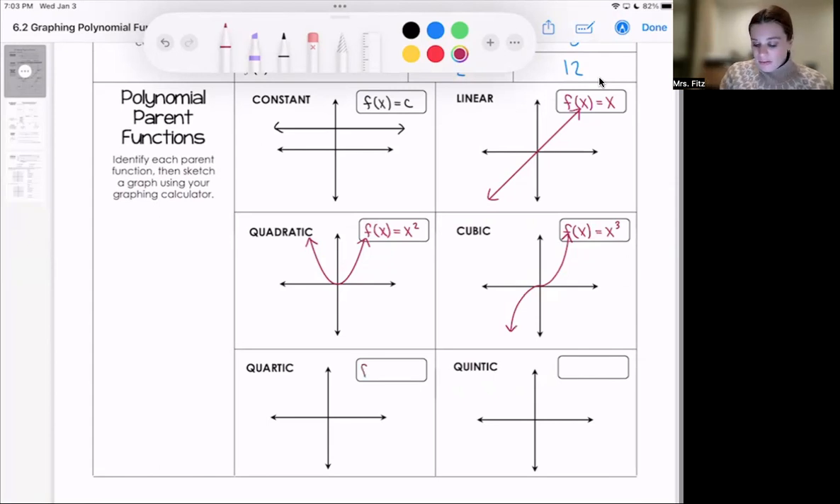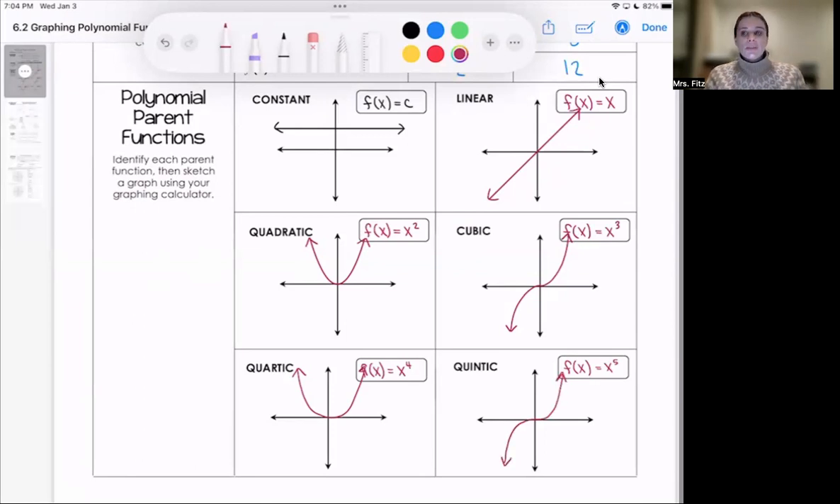Quartic would be f of x equals x to the 4th, and it actually kind of looks like a parabola, but it's slightly wider in the center. So it looks something like that. Okay, and then your quintic, no surprises, f of x equals x to the 5th is actually going to look a lot like the cubic, but a little bit wider in the center.